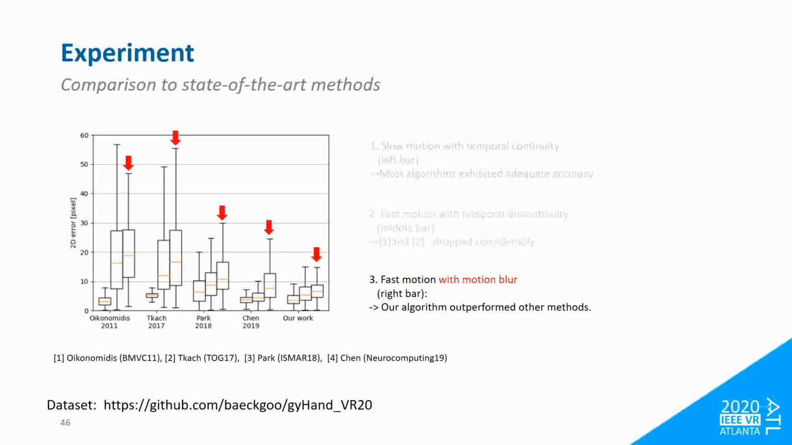In very fast motion with motion blur, even though the discriminative method Chance Walk exhibited the best result in the previous sequence, in this sequence motion blur considerably affects the method because the training dataset does not include motion blur. Finally, our method outperformed the other methods in this sequence. We release the dataset at the link.